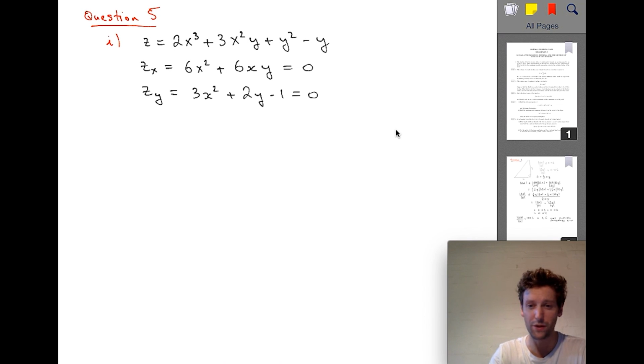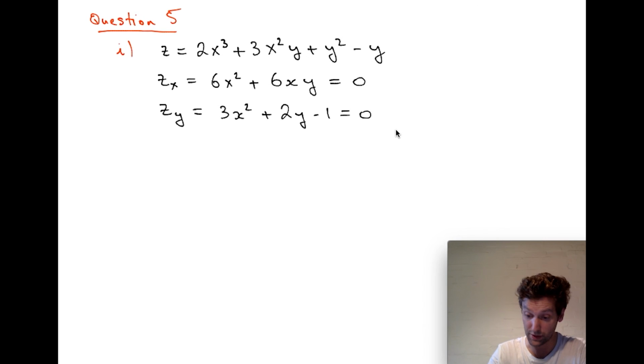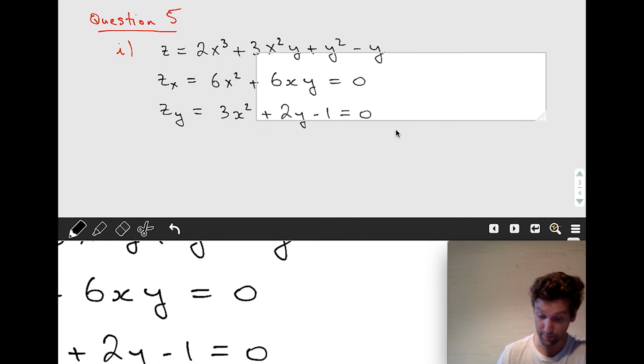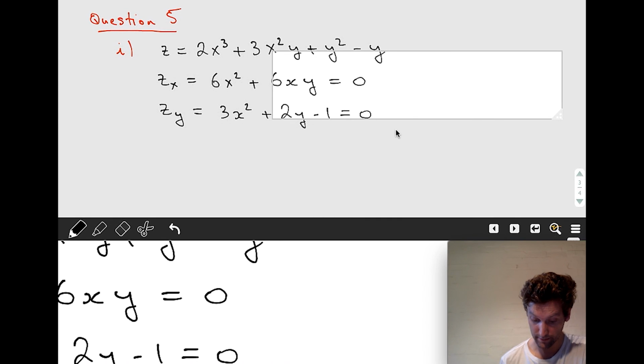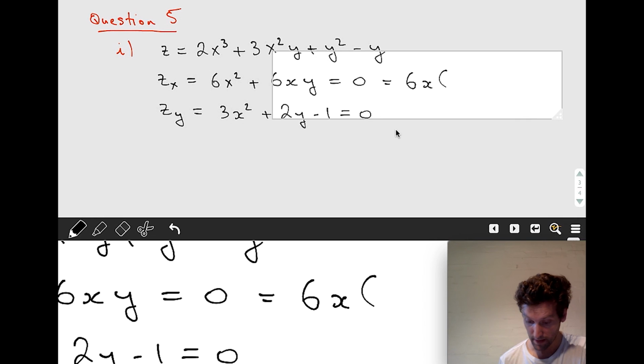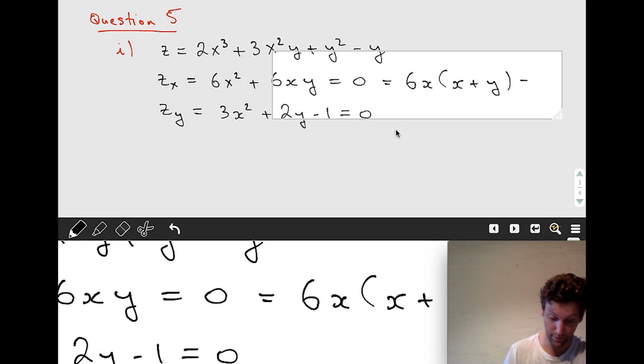So now I have 2 equations for 2 unknowns. I'm going to solve those, but I have to be careful that I don't divide by 0, that I actually capture all of the solutions to this problem. So let's take a look at that first equation. You notice that I can take out a factor of 6x. So I get 6x times x plus y is equal to 0.